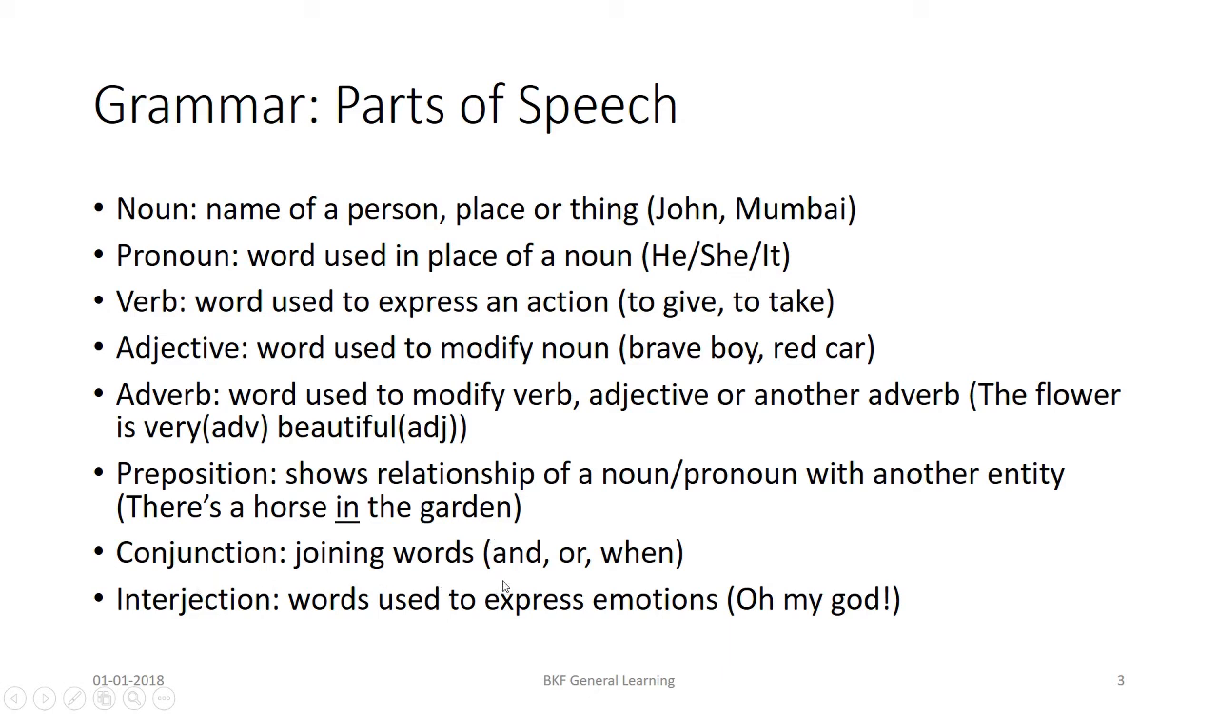Conjunction, any joining word is a conjunction. For example, and or when. So if I say I want to give money to Ram and Sham, so in that sentence, and is a conjunction. Interjection is other words used to express emotions. So if I say oh my god, so that word is an interjection. It shows an emotion.